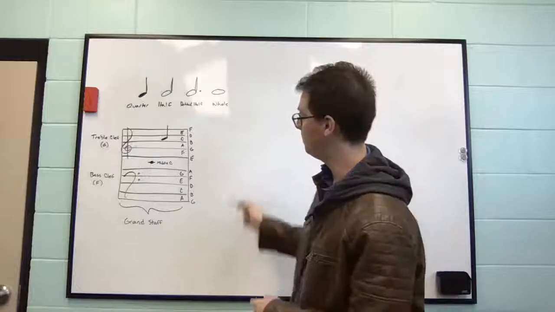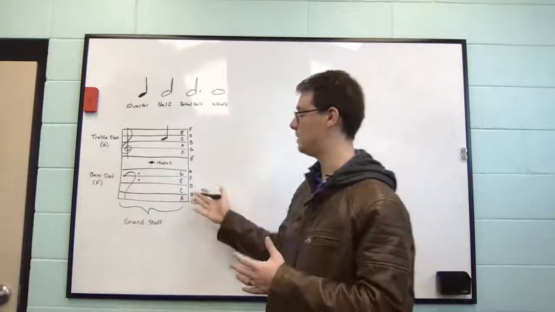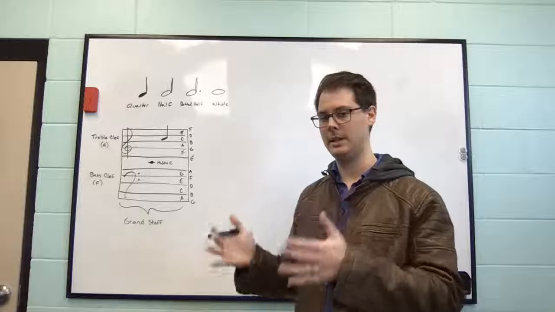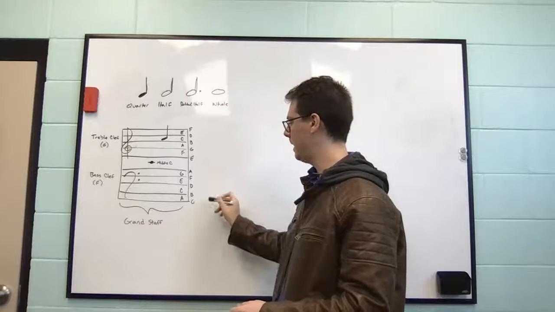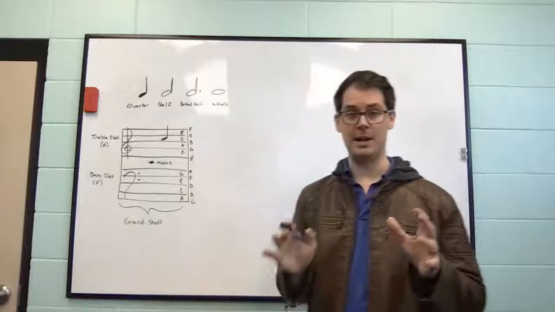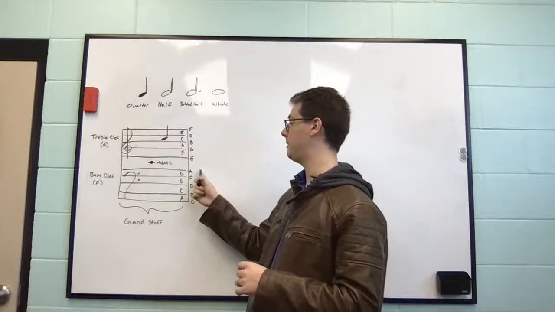Okay? Now if we move down to the bass clef, we have our spaces, All Cows Eat Grass. Okay? A, C, E, G. And then our lines make Good Boys Do Fine Always. G, B, D, F, A.